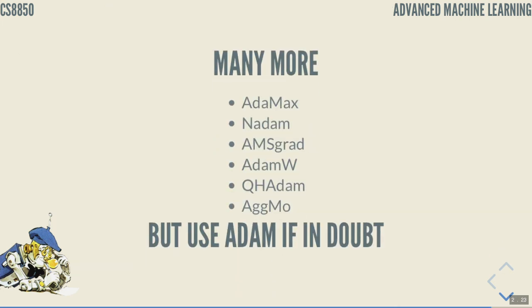We'll see the examples. So many more methods were developed since then: AdaMax, NAdam, AMSGrad, AdamW, QHAdam, Aggmo. But if in doubt, just use Adam. It works good enough. If you can't get it to work, you can always go into the literature and read about specifics of each of those other methods, if it works for your problem. But frankly, in practice, Adam works quite well.